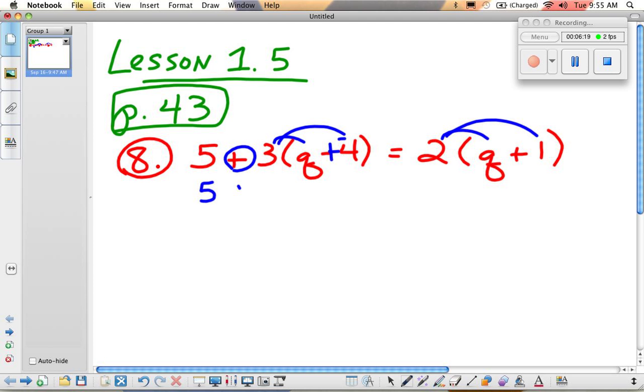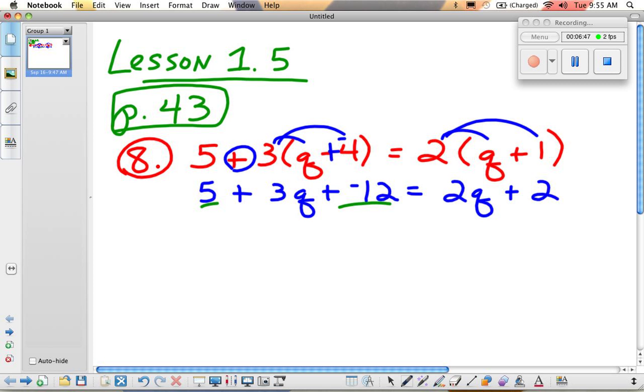So the 5 just comes along, and we have 3q plus 3 times negative 4, negative 12, and the other side becomes 2q plus 2. Okay. Are we done simplifying? No. Which side can still be simplified some more? The left side can still be simplified. What can be put together on the left side? 5 and the negative 12. So what does that become? Negative 7. 5 plus negative 12 is negative 7.